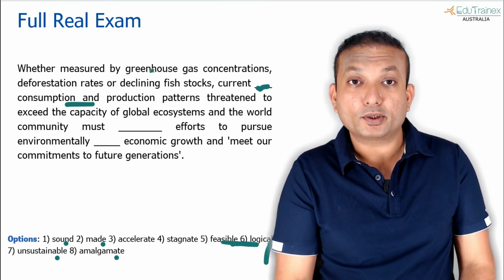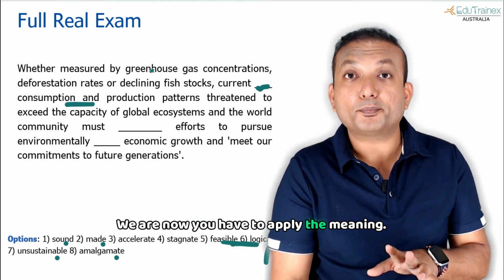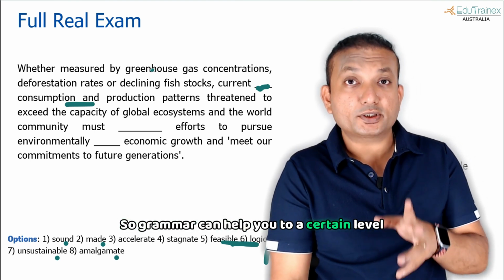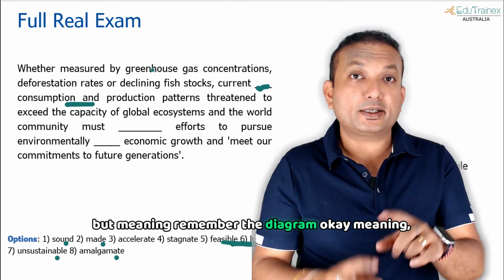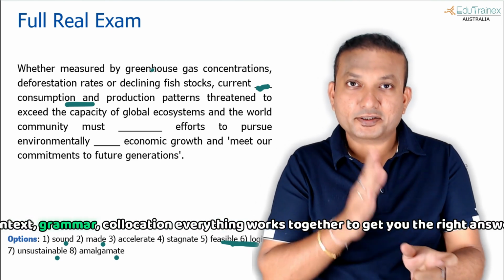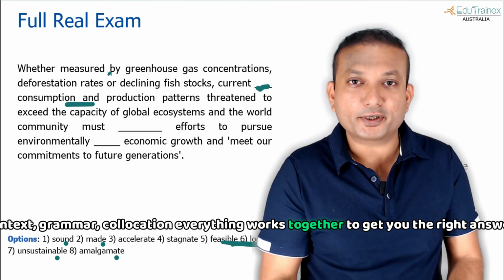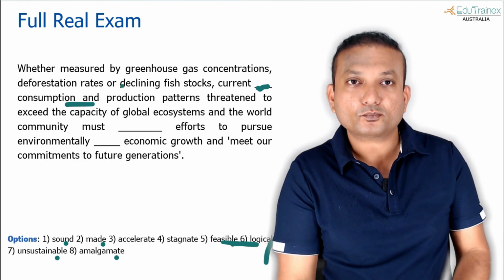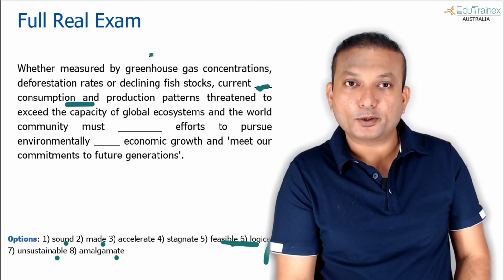What are we talking about? Now you have to apply the meaning. So grammar can help you to a certain level, but meaning, remember the diagram. Meaning, context, grammar, collocation, everything works together to get you the right answer. So what do we have to figure out?